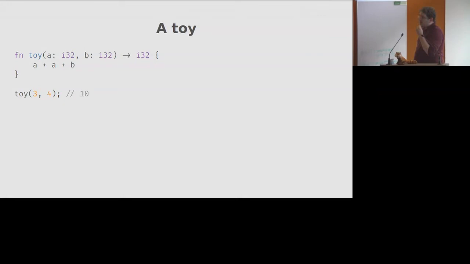So to talk about traits and types, we need a little bit of code that we can work with throughout the example. This is something very simple. It takes two numbers, it doubles the first one, adds it to the second, and returns it. This is an older version. This adds two numbers together.